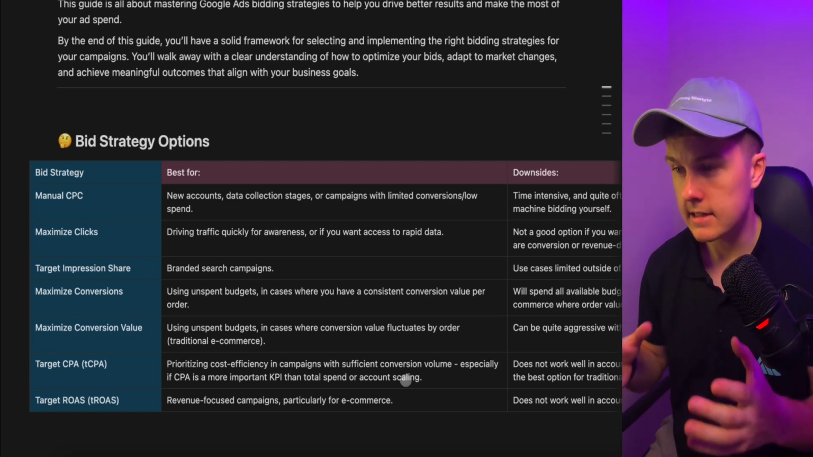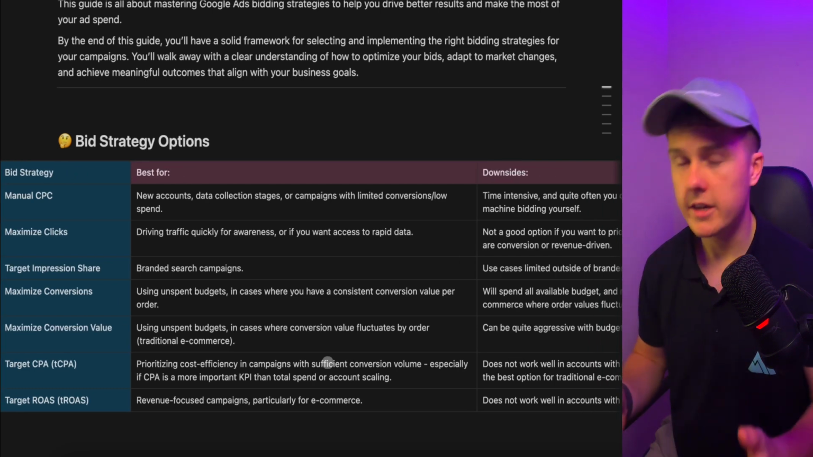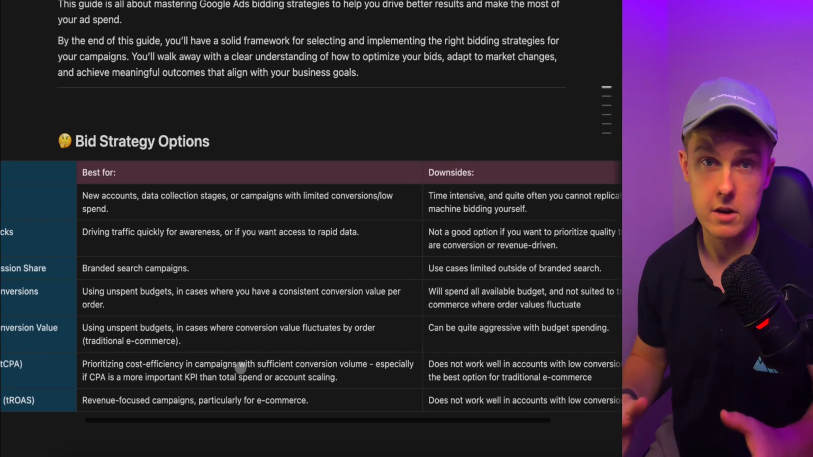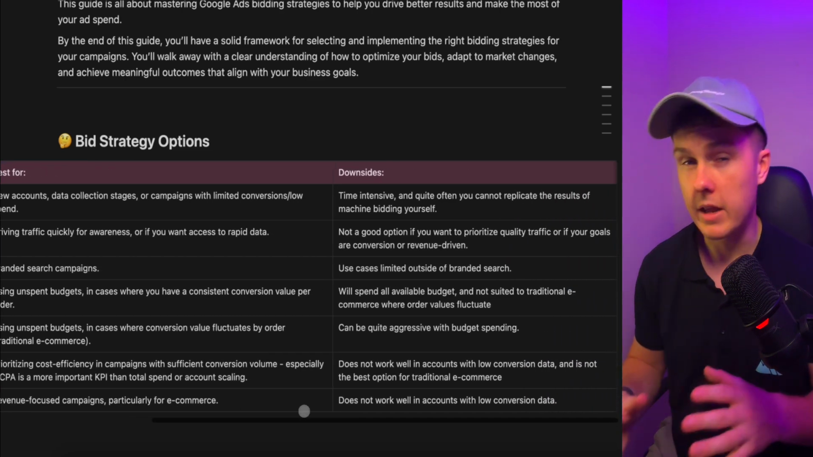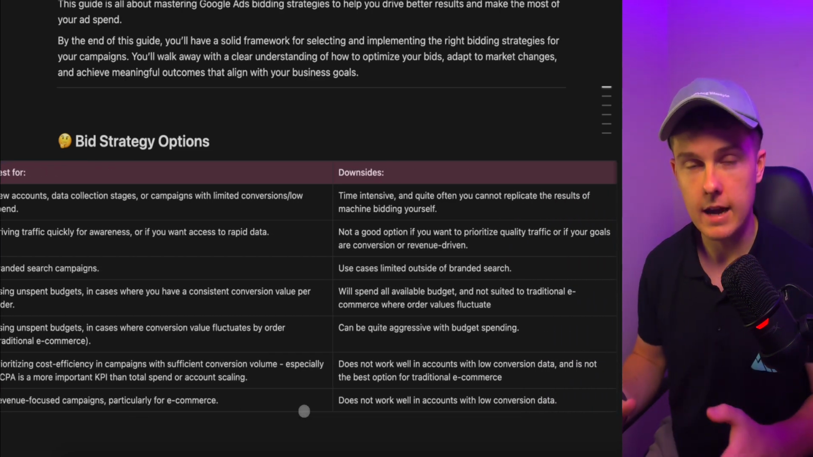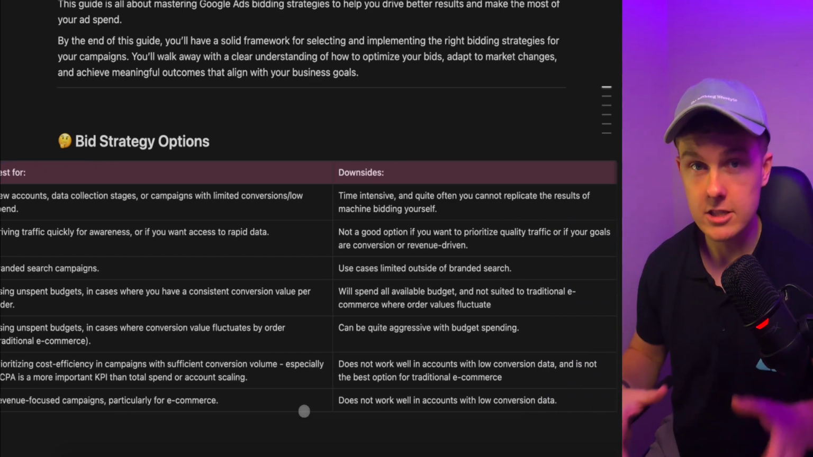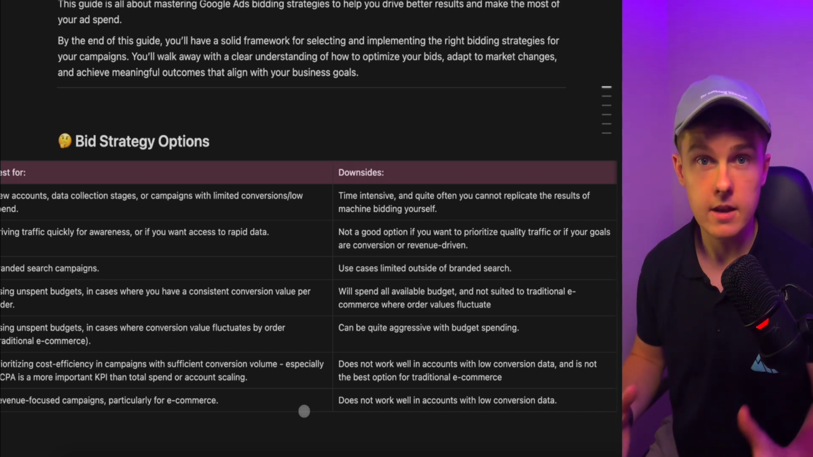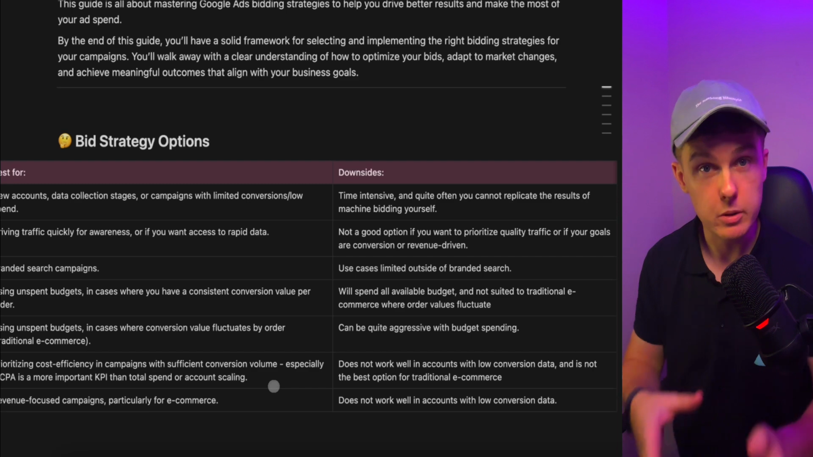And finally, target ROAS. For 90% of e-commerce campaigns, this is the bid strategy you ultimately want your campaigns to be running on. Now, it can take some time to get your campaigns to a position where they will actually function well and thrive with target ROAS, but generally, this is your optimal bid strategy to be working towards.